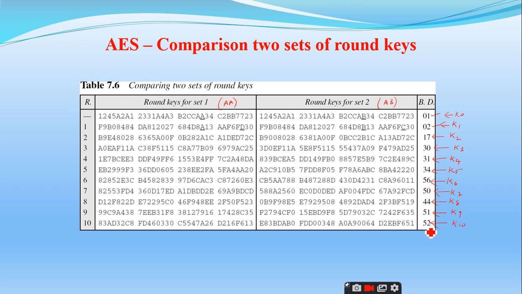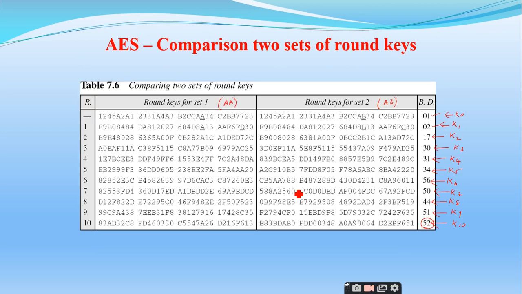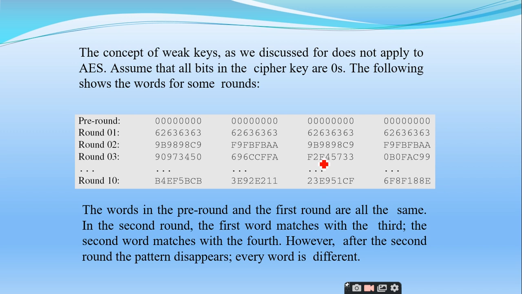So at the end, at K10, see here 52 bits have changed, but originally how many bits differ from the initial cipher key? Only 1 bit. But at each and every round it is going to generate different bit differences. This is possible only because of the S-boxes and the round constants. Clear?